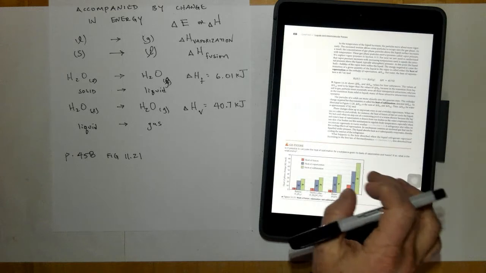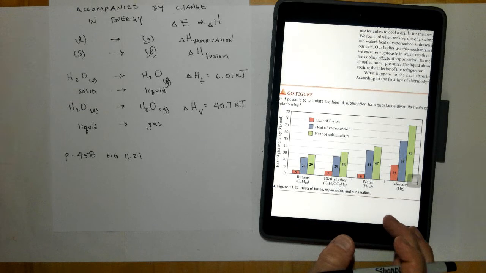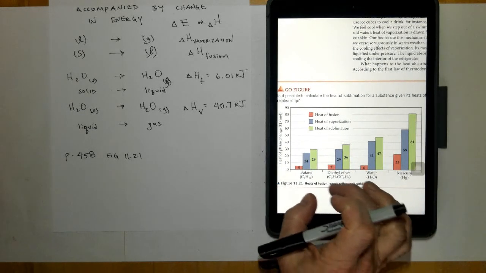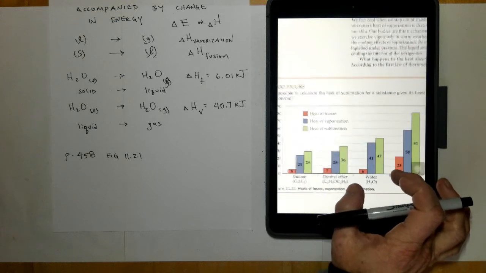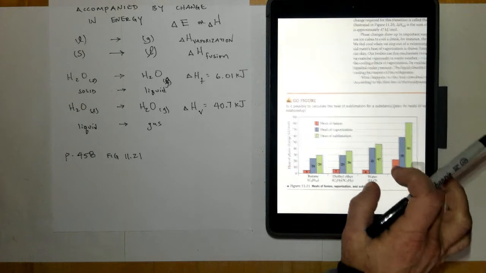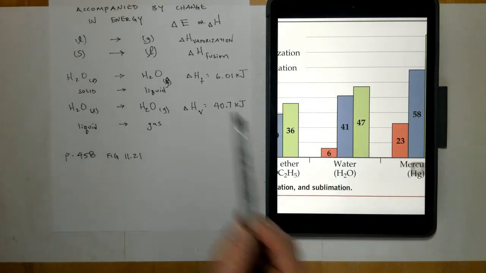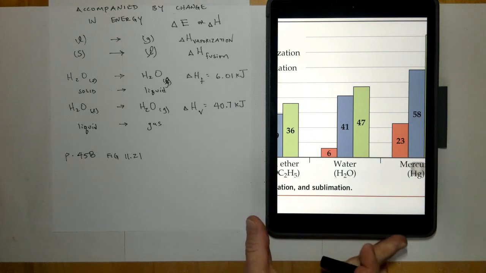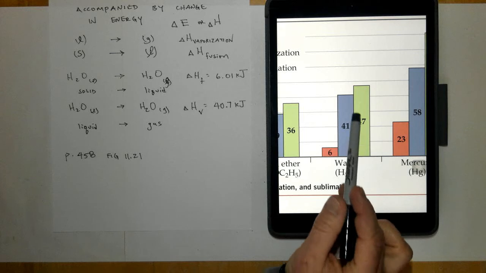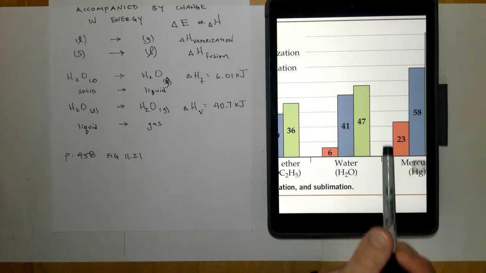So let's take a look at this figure right here. You can see the heat of fusions and the heat of vaporizations and the heat of sublimation, which is the addition of the two. So let's take a little closer. Heat is on the vertical axis right here in kilojoules per mole. Just take a look at water. Water is about 6 kilojoules per mole for the heat of fusion, and then about 41 almost for the heat of vaporization. And then if you add those two together, that would be the heat of sublimation.